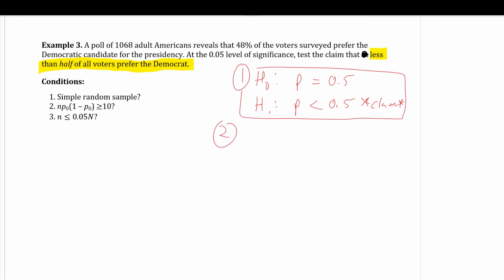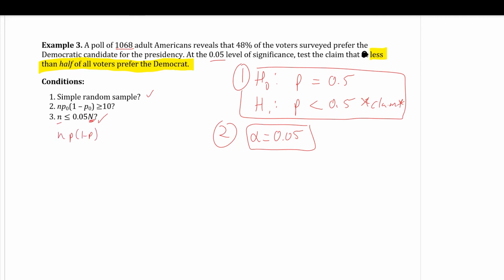Step 2, let's identify our significance level. They told us that that is at 0.05. Now at this point, again, we can meet the conditions now that we know what the proportion is from the null hypothesis, which is 0.5. Do we know the sample size? They took a poll, right, of 1,068. So our sample size is going to be 1,068. And of course, is that less than 5% of the entire population? Yeah, that's less than 5% of everybody in the country. So that's met too.